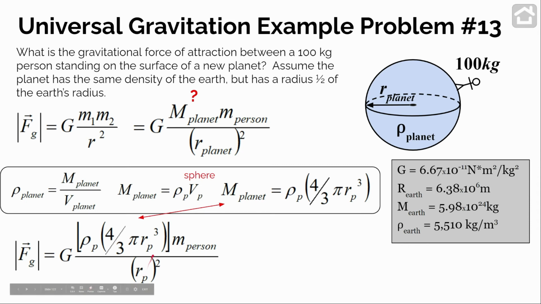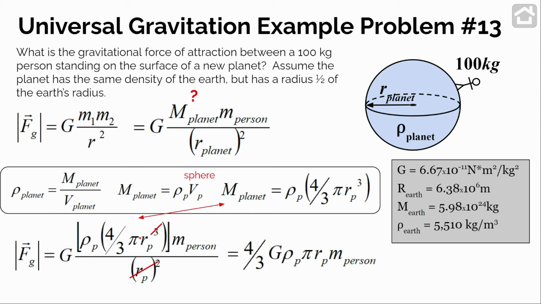Okay, before we go any further, notice there's some radius terms in the top and the bottom. So we've got r cubed up top, we've got r squared down below, so we can cancel the r squared below, and we're left over with just one radius in the numerator there. So our final symbolic expression, which tells us the gravitational force of attraction between the planet and the person, which is equal to the person's weight, is just 4/3 times the gravitation constant times the density of the planet times pi times the radius of the planet times the mass of the person. So this symbolic expression is true regardless of the size of the planet or the radius, the density of the planet, or the mass of the person, right?